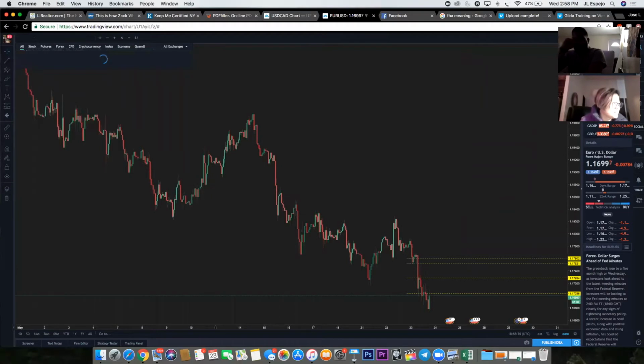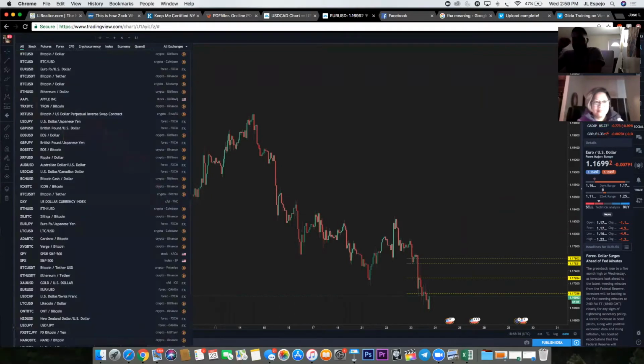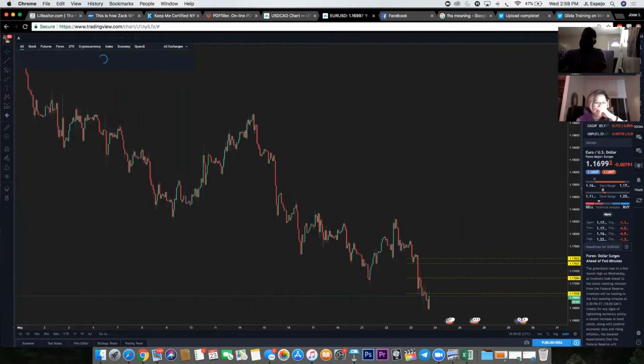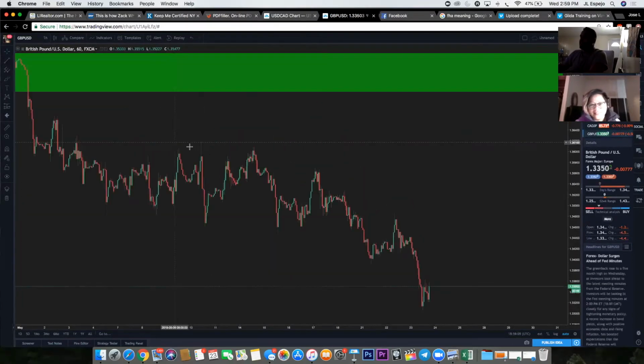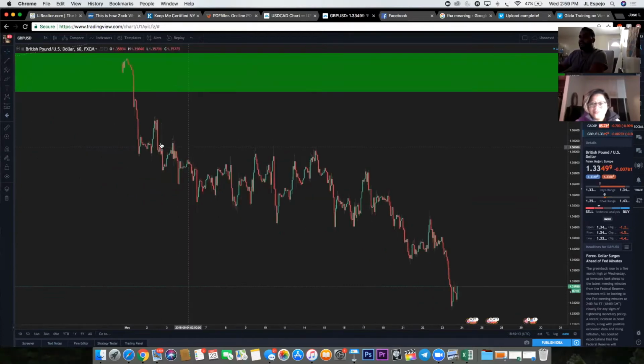Perfect. So give me a pair. Let's look at a trade. What trade would you like to look at? GBP USD. The one that I love, GBP USD. The one that I actually took a loss on earlier. Perfect.